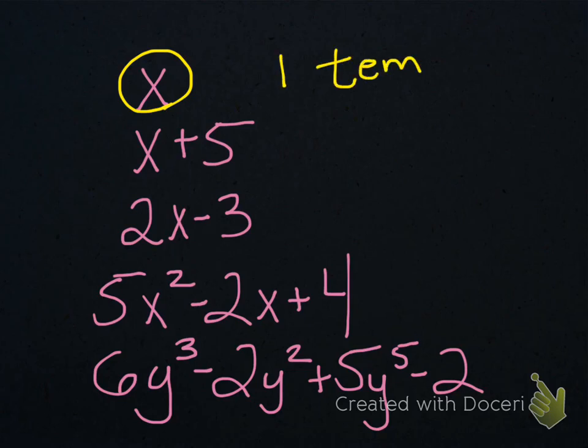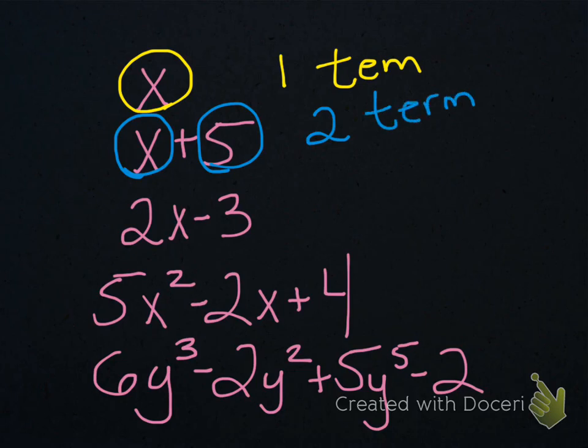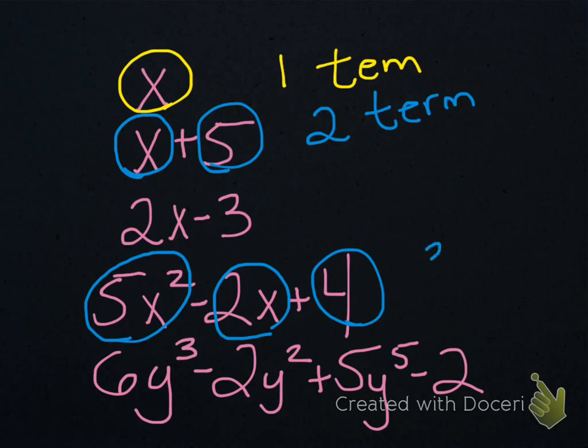How about this one? I'm going to change colors so it doesn't get too complicated here. How many? Well, here's here, and there's that. So how many terms? This one has 2. All right, let's skip one. Let's go over to here. This one. How many terms? There's a minus. That one. That one. Okay, there's things being separated by pluses and minuses. So that would be how many? Good. 3 terms.